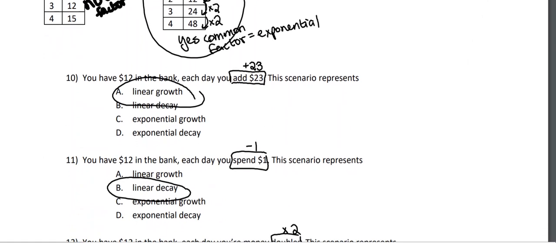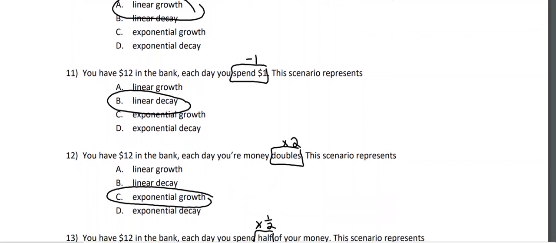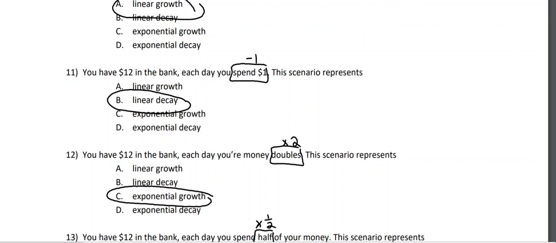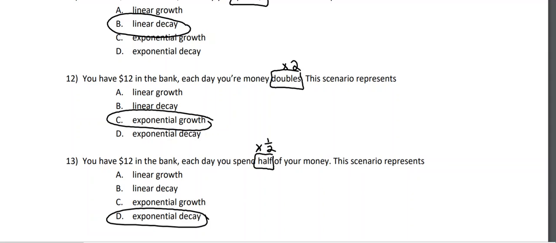Question 10, you have $12 in the bank. Each day you add $23. This scenario represents linear growth. When we have a positive rate of change, a number that we are adding each time x increases, that's linear growth. Question 11, you have $12 in the bank. Each day you spend $1. That's a rate of change of -1. That's linear decay.